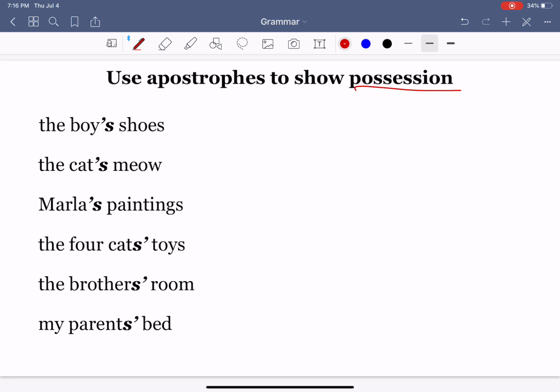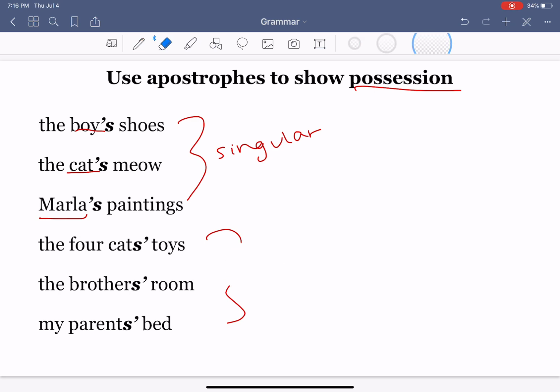Marla's painting. And so these are singular. So it's just one boy, one cat, one Marla. But these are examples of how you use an apostrophe when it is a plural word. Since there are 4 cats, it's not just one cat. Since it's 4 cats, it ends with an S, so you just put an apostrophe, just an apostrophe. So it's the word cats, right? Instead of doing apostrophe S, you just do the apostrophe because it already ends with an S.